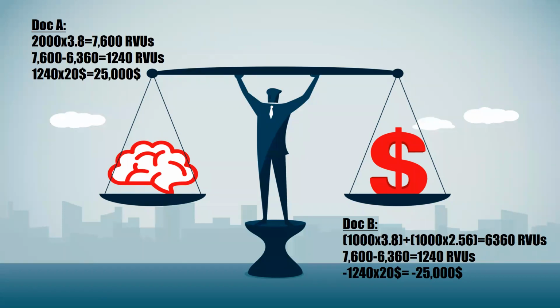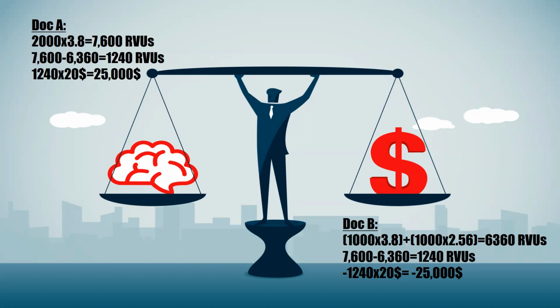Okay, so let's take a look at 2 recent ER grads, both working in the same emergency departments. And just to make the math easy, let's say they both see 2,000 patients over a year, and all of their patients are level 5. Doc A nails her charting, and she has no down coding. So 2,000 times 3.8 RVUs is 7,600 RVUs on the year.